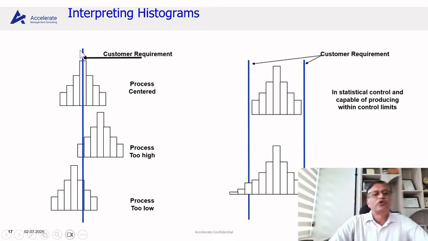Lastly, if we are looking from a customer requirement point of view, and you have only one center requirement, then if you are getting a histogram like this, we can say my process is well centered. If we are getting a histogram like this, we can say my process is too high or too low.